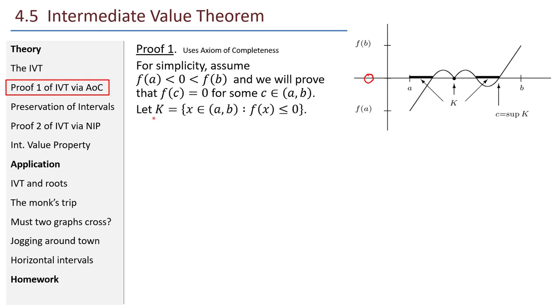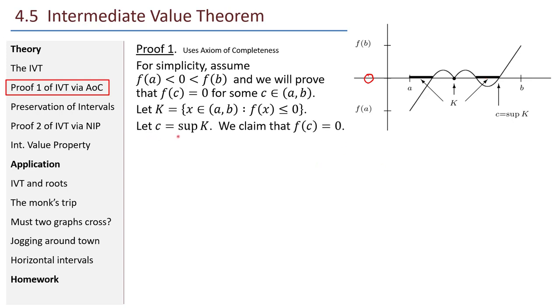First step, let's let k be the set of all those x's between a and b where f of x is less than or equal to 0. So we can see that in the picture here. Whenever my function is negatively valued, or 0, then those x values go into my set k. So if the function value is 0 or negative, x goes into k.